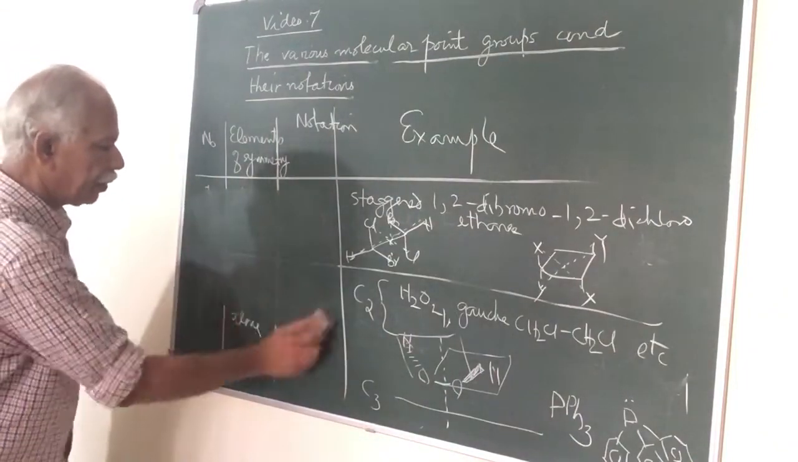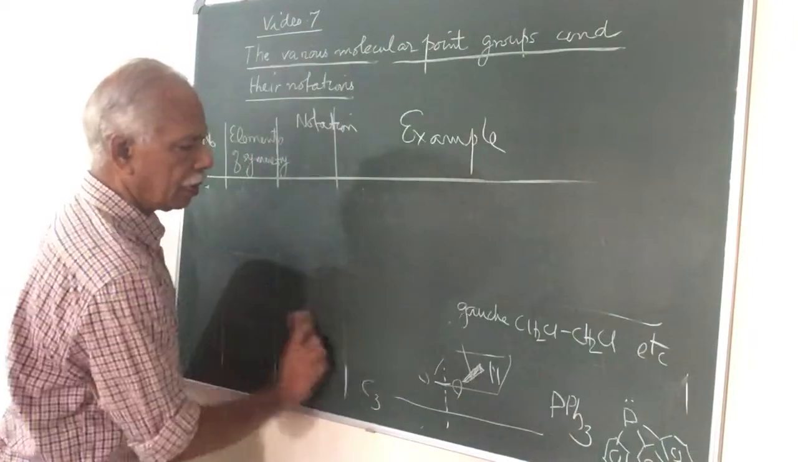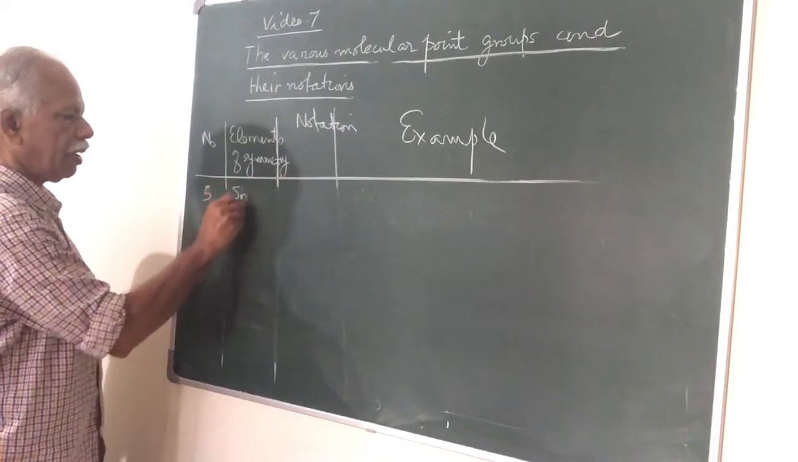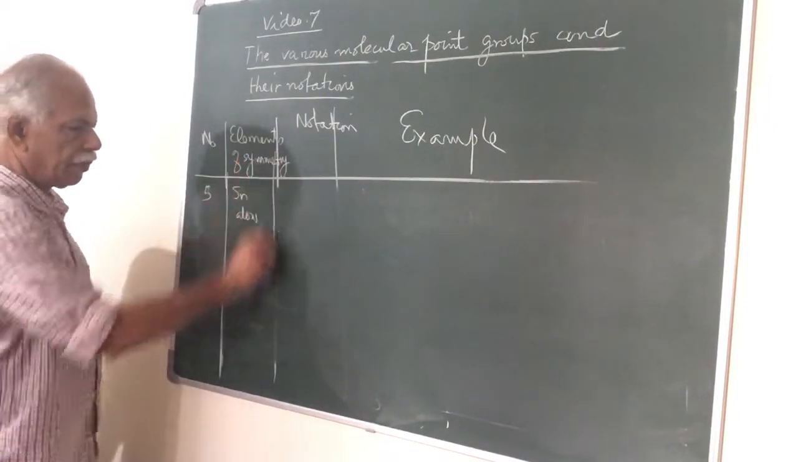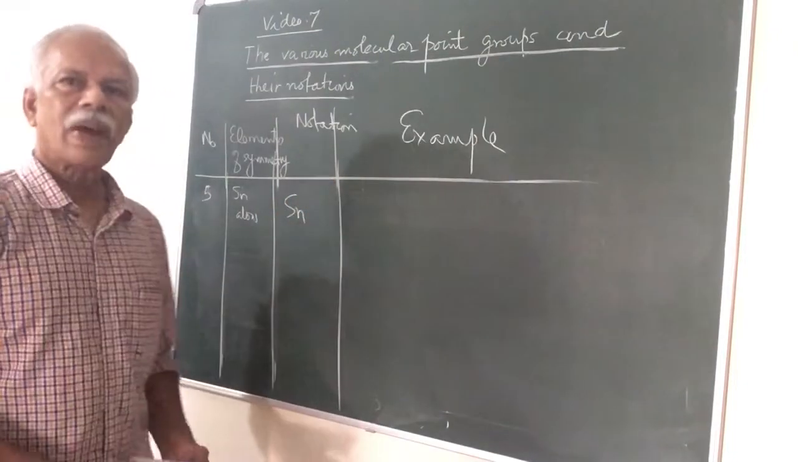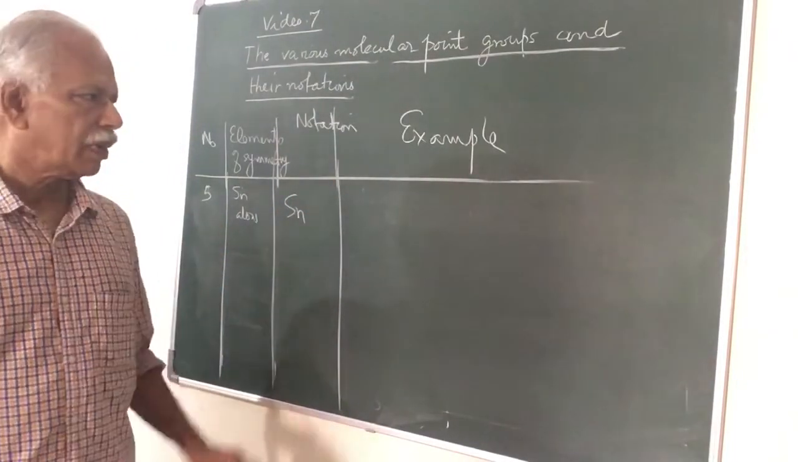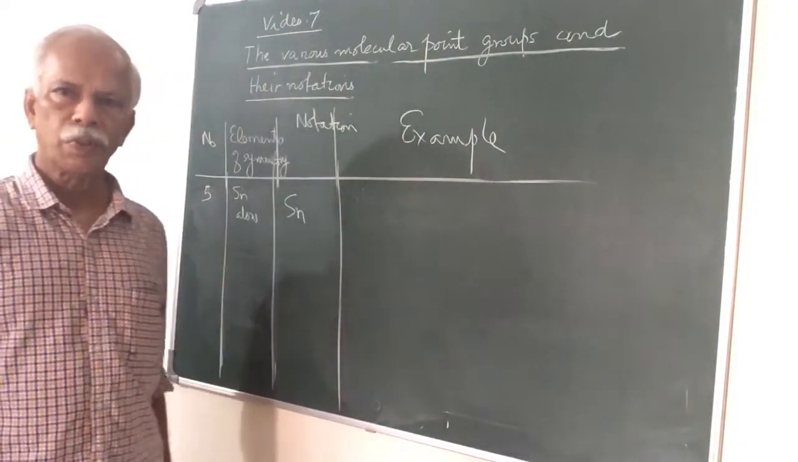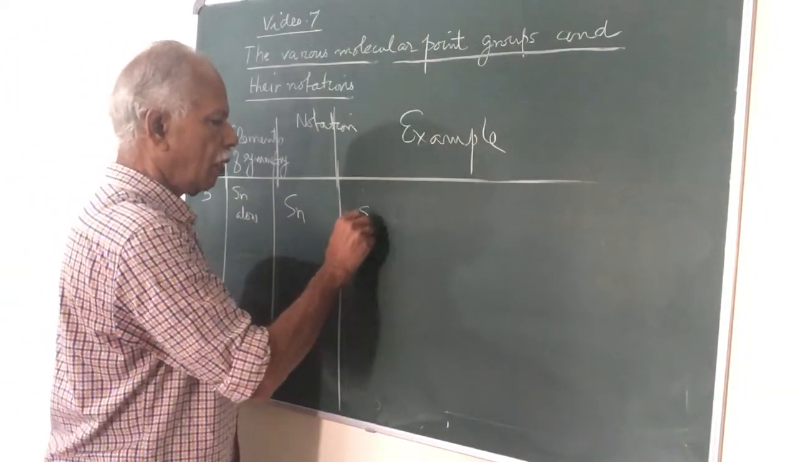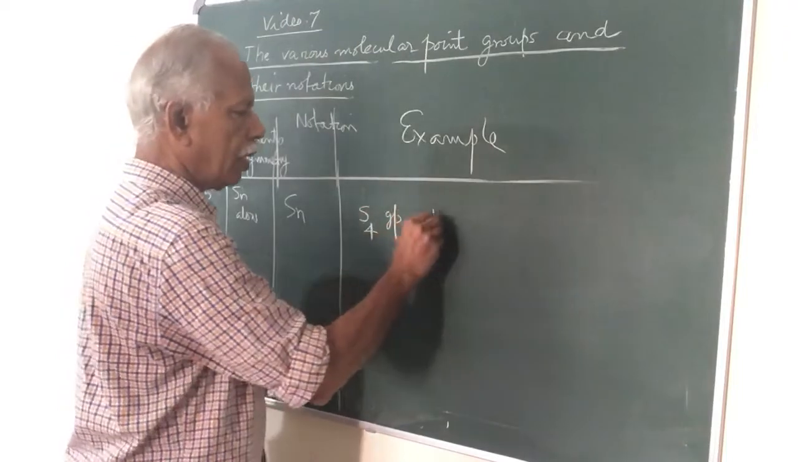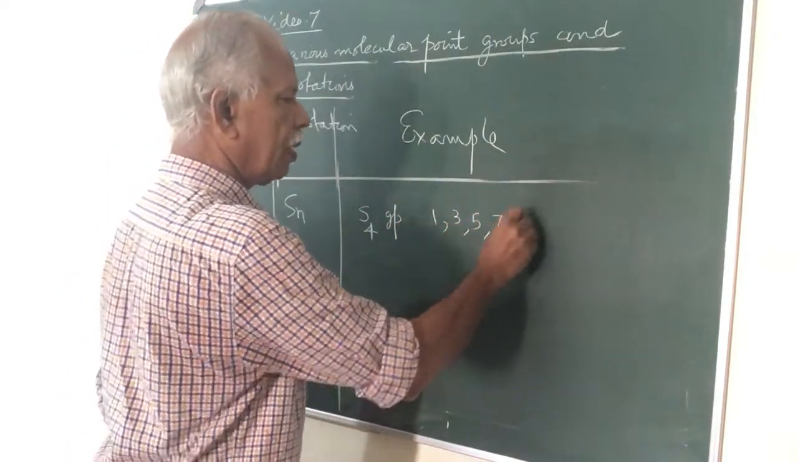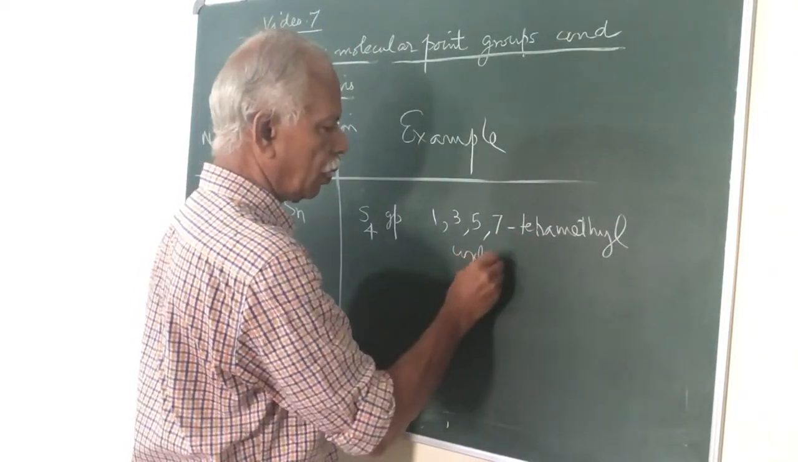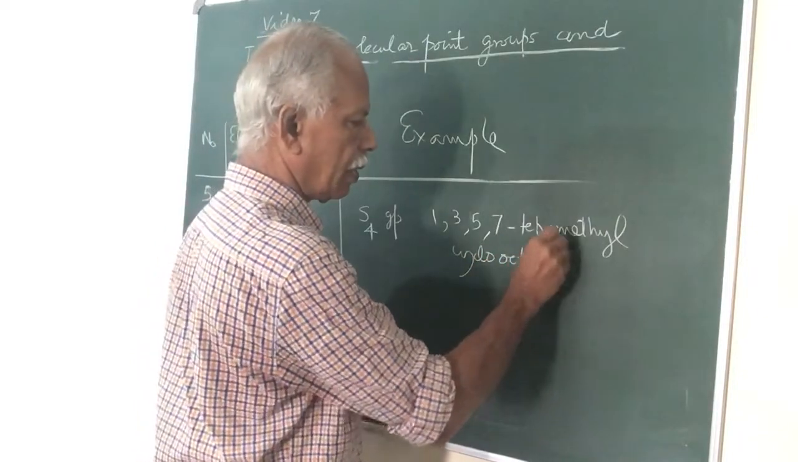Then fifthly, improper axis alone, Sn alone. Notation is Sn group. The examples are rather rare. One example from F.A. Cotton, Chemical Applications of Group Theory, is of S4 group: 1,3,5,7-tetramethyl cyclooctatetraene.